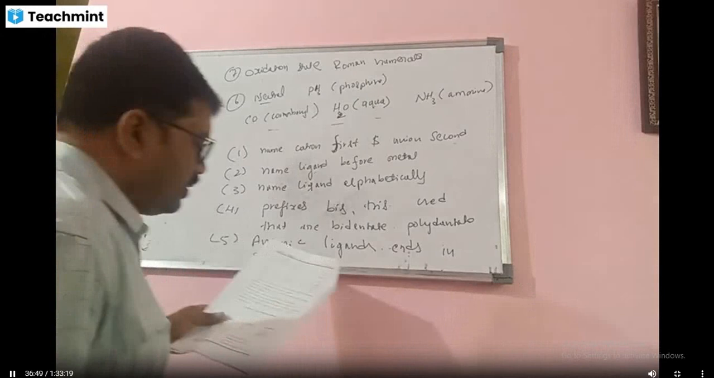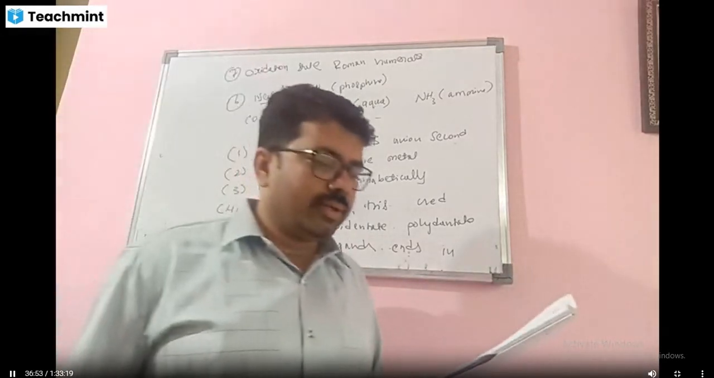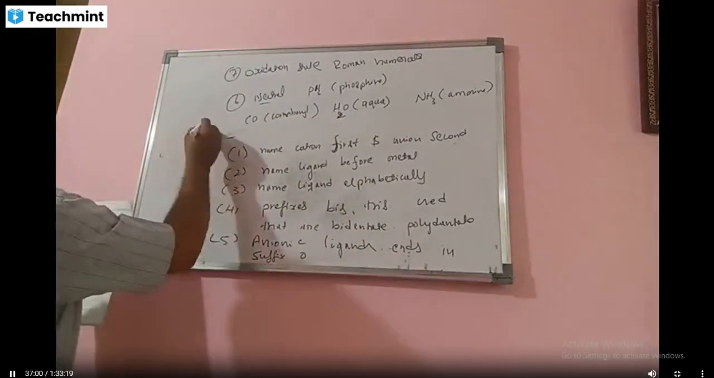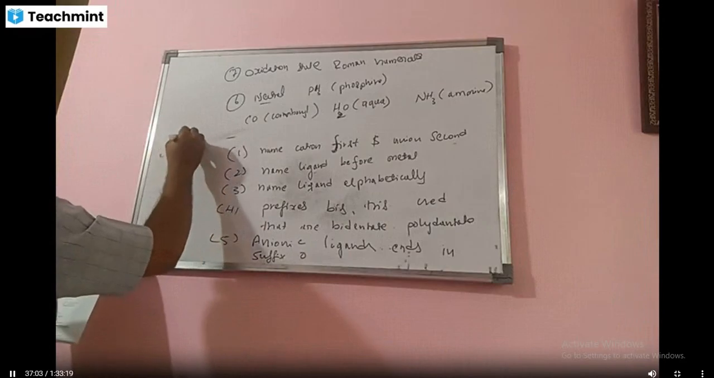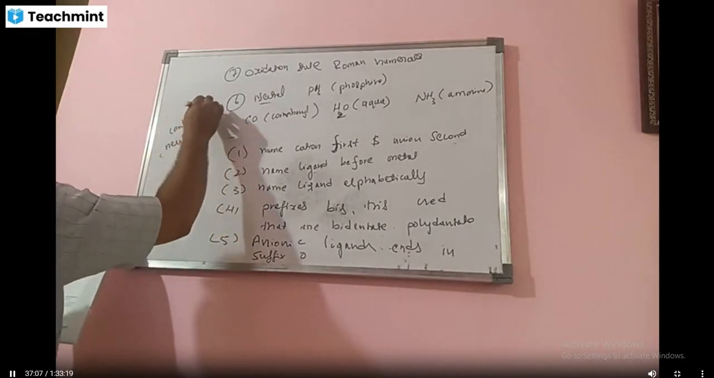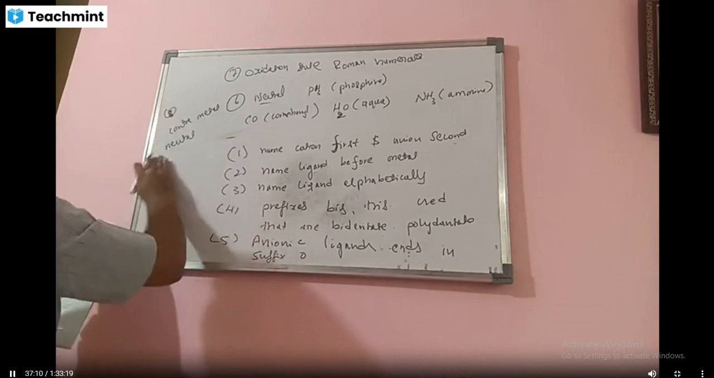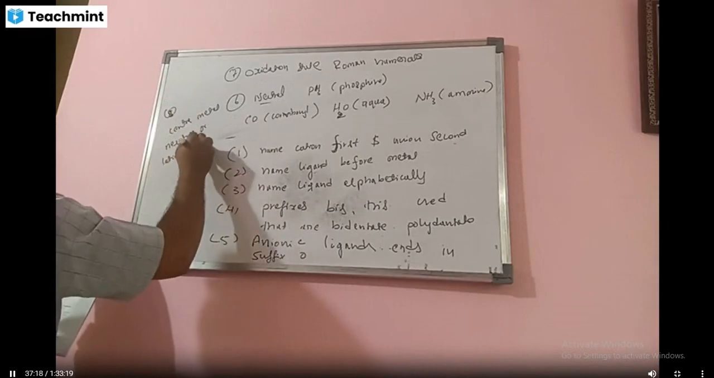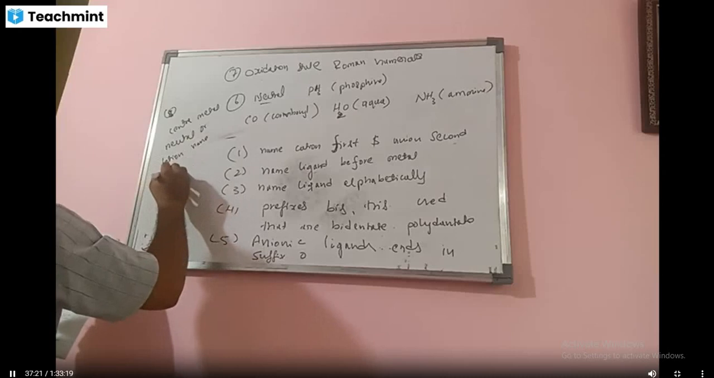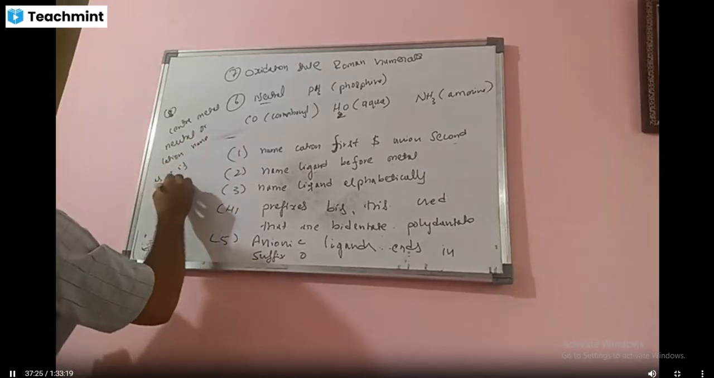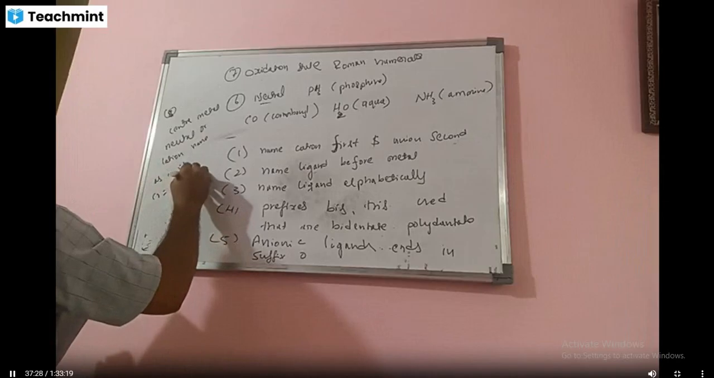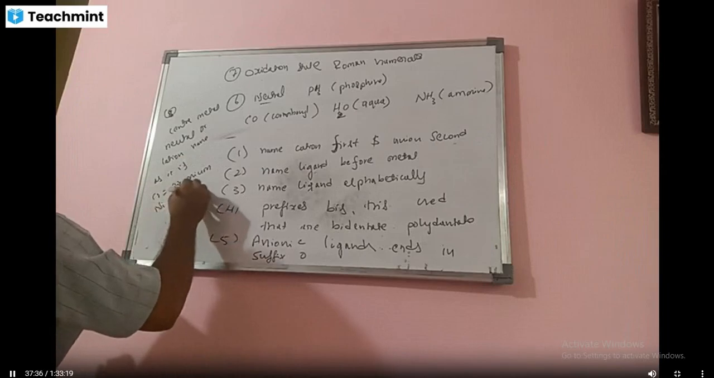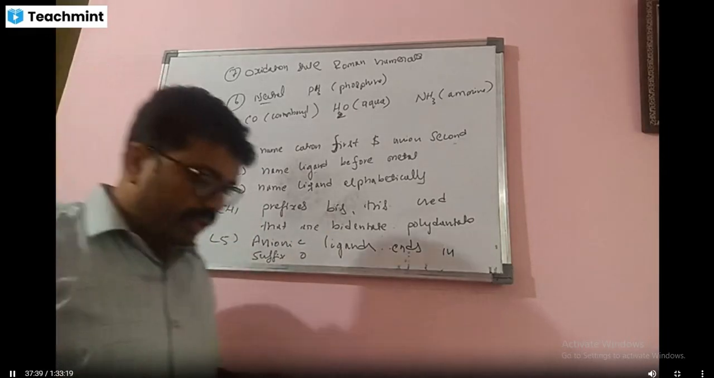When a complex is neutral or cationic, the name of the central metal atom is the same as the element. Example: chromium, nickel, iron. So if the central metal is neutral or cationic, name it as it is. Like chromium is chromium, nickel is nickel. This is the condition for naming the complex.